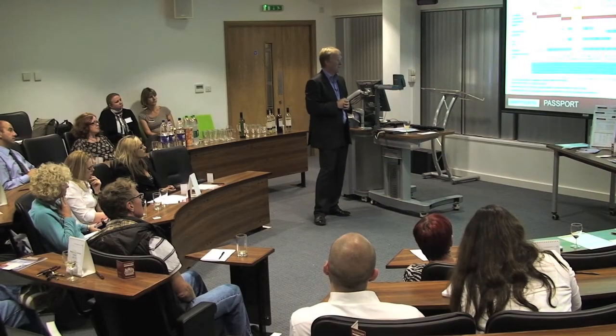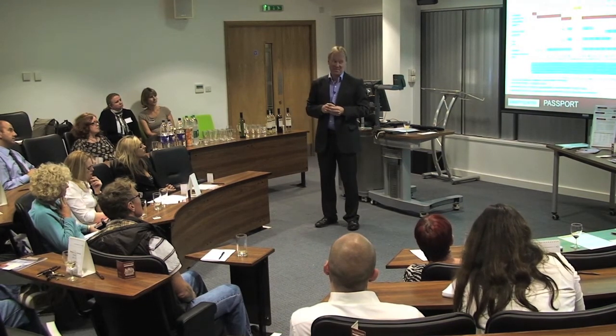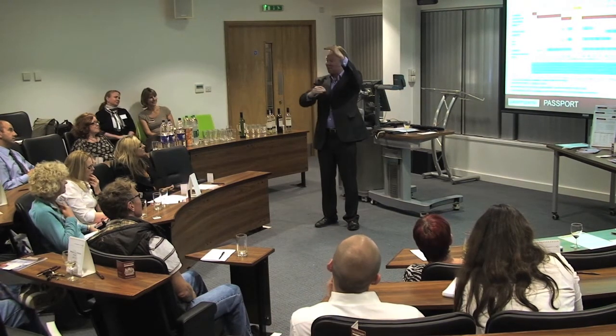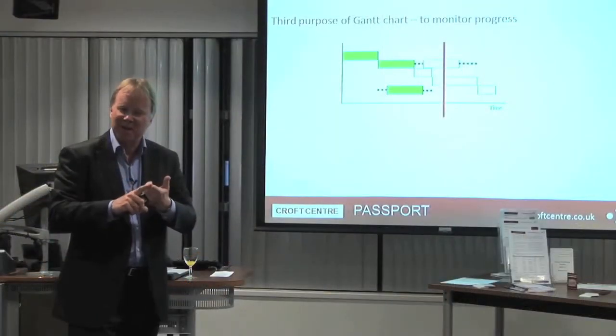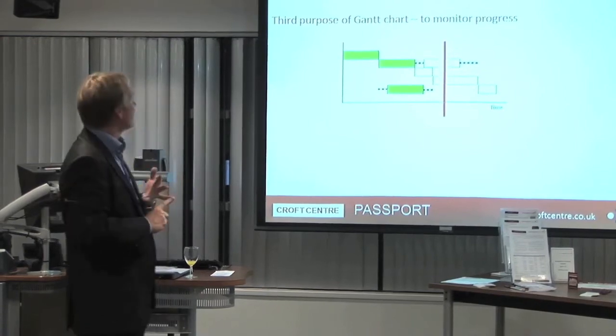Gantt charts are really good for resource planning. You could even do a Gantt of Gantts. So if you've got, say, 10 projects you're trying to do, you could add them all up and just check that it's possible to do them all. So we've got communication, we've got resource planning by looking vertically, and we've got monitoring progress.